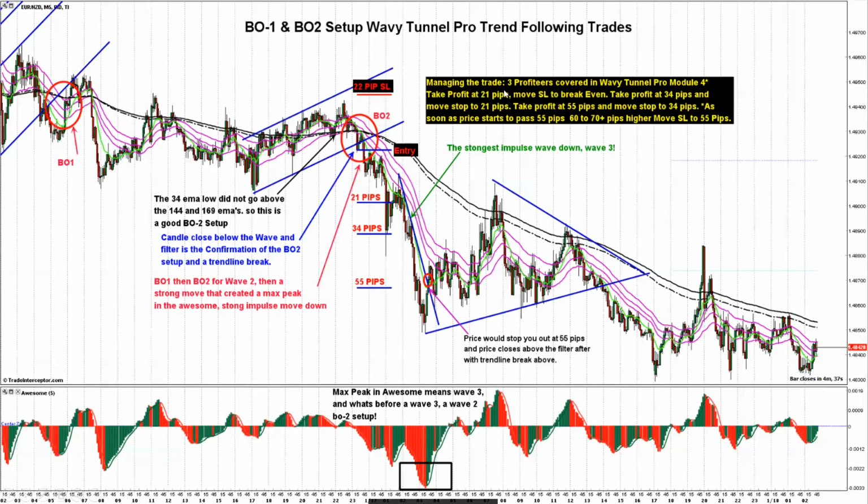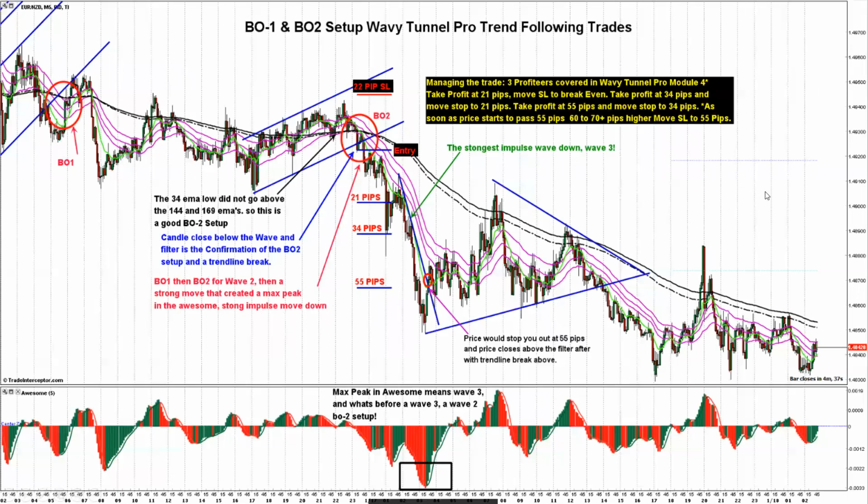Okay, managing the trade. 3 profiteers covered in Wavy Tunnel Pro Module 4. Take profit at 21 pips, move stop loss to break even. Take profit at 34 pips and move stop loss to 21 pips. Take profit at 55 pips and move stop to 34 pips. As soon as price starts to pass 55 pips, 60 to 70 pips higher, move stop loss to 55 pips. But in this case, he used 3 profiteers, 55, as his final.